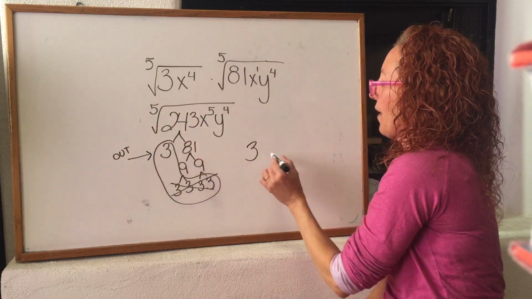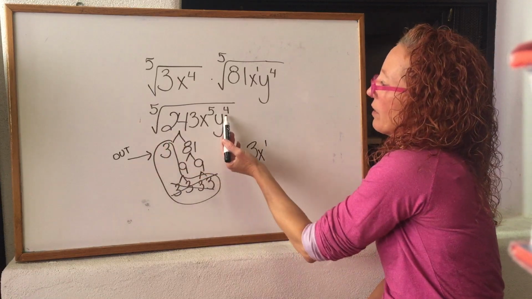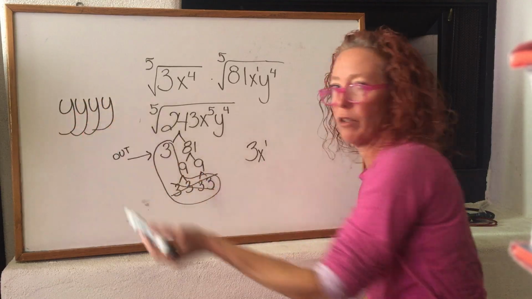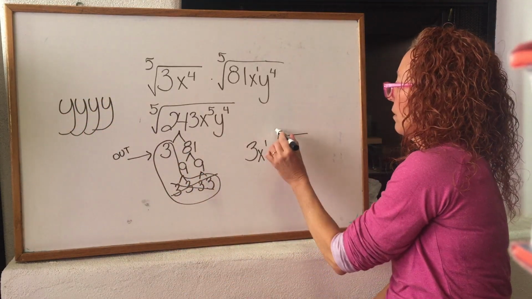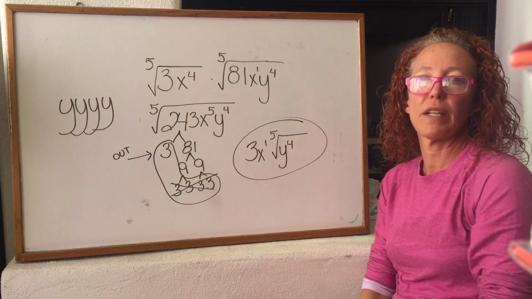5 divides into 5 nicely with no remainder once. And if you only have 4 y's, you don't have a group of 5. So just keep it underneath the radical. And that's your final answer.